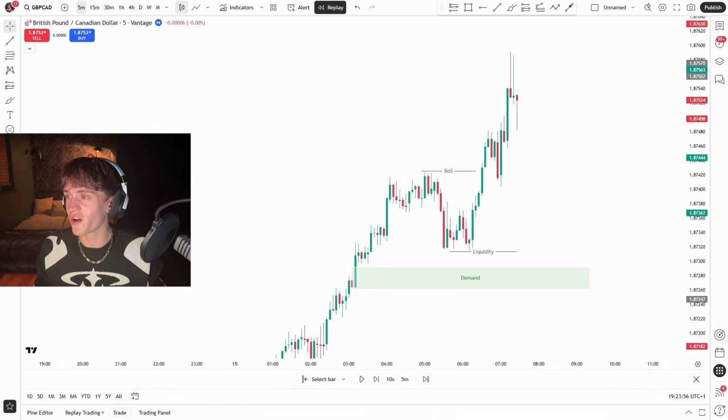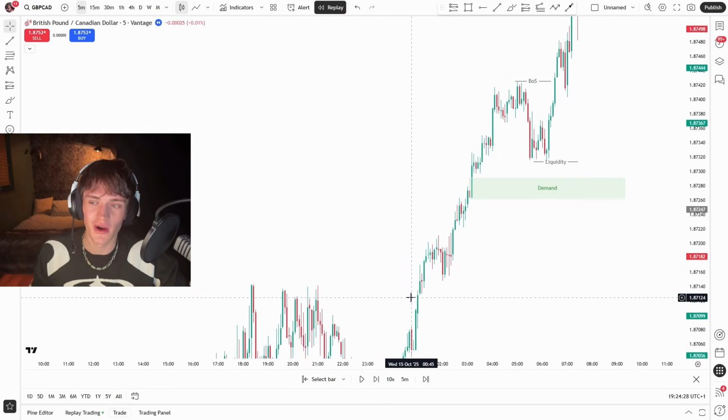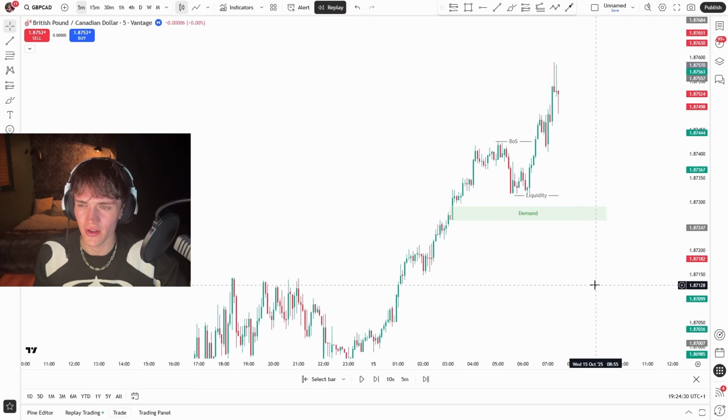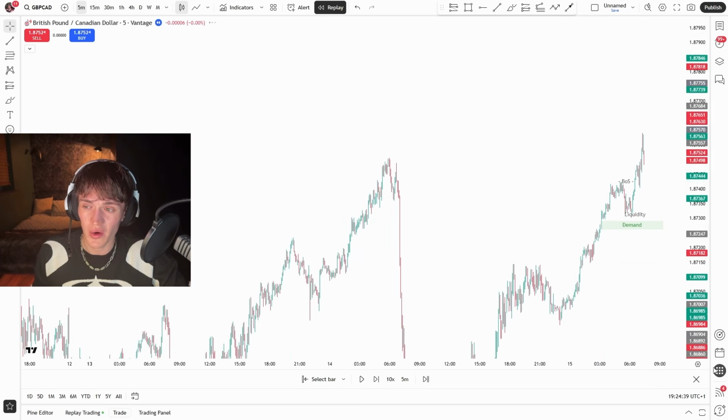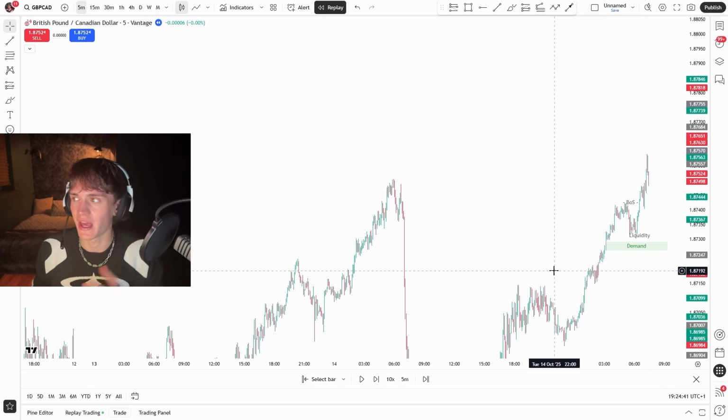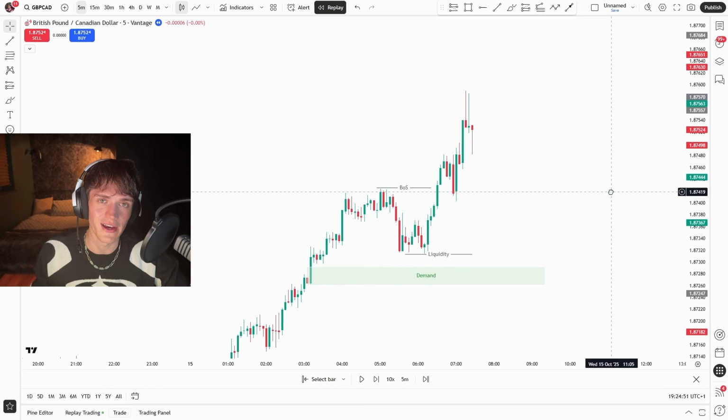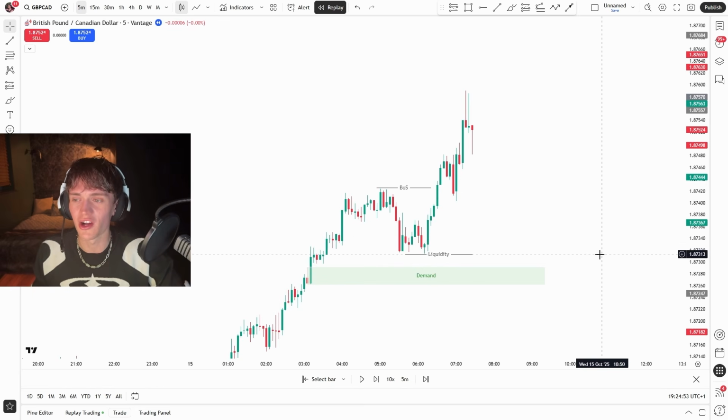Anyways, at this point, I've got more than enough confluence to enter. We have our demand zone, current market structure so heavily in our favor, a strong level of liquidity to grab before we come back down to our zone, as well as breaking the previous day's high, aka the top of this retracement.